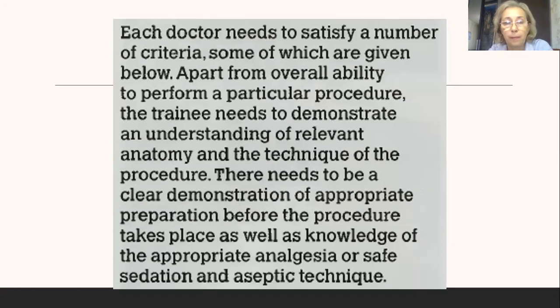Each doctor needs to satisfy a number of criteria, some of which are given below. Apart from overall ability to perform a particular procedure, the trainee needs to demonstrate an understanding of relevant anatomy and the technique of the procedure. There needs to be clear demonstration of appropriate preparation before the procedure takes place, as well as knowledge of the appropriate analgesia or safe sedation and aseptic technique.